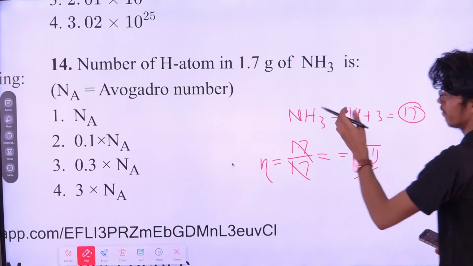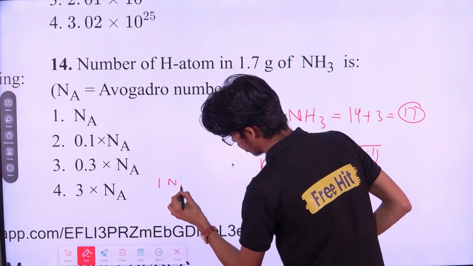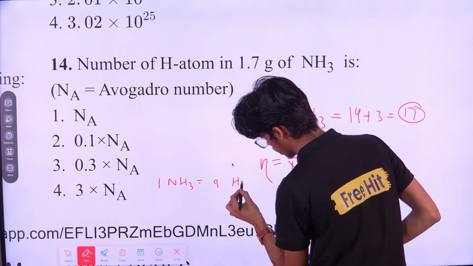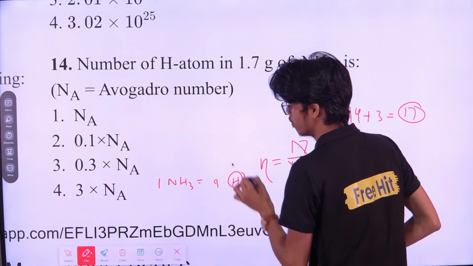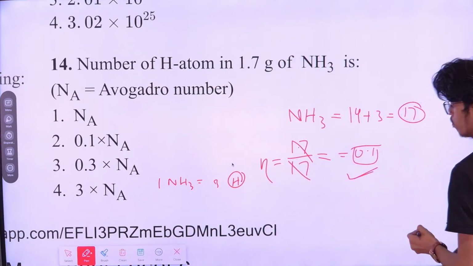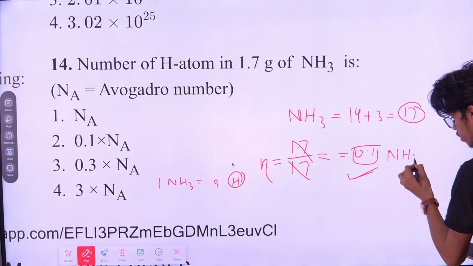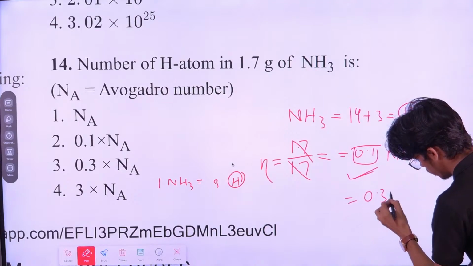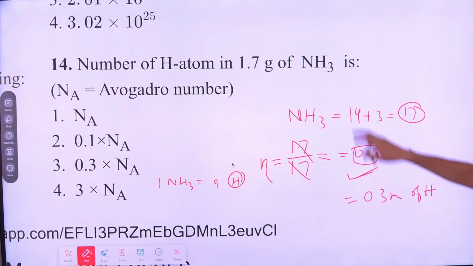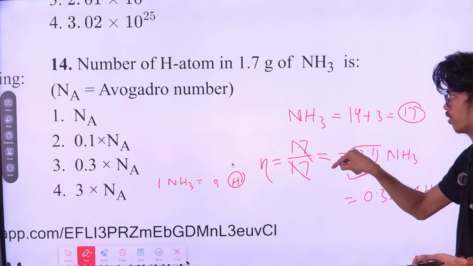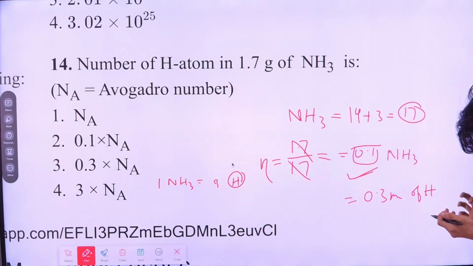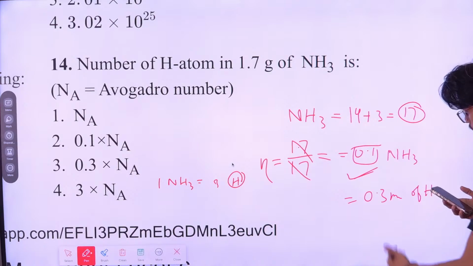So if we take 1 mole of ammonia, it is equal to 3 moles of hydrogen in there, right? Because of 3 atoms, so there will be 3 times more hydrogen atoms. So 0.1 mole of ammonia is equal to 0.3 moles of hydrogen. Okay, 0.3, because there are 3 hydrogen atoms in one compound. Okay, so 0.3 moles. Now 0.3 mole, how can you get the number of atoms?